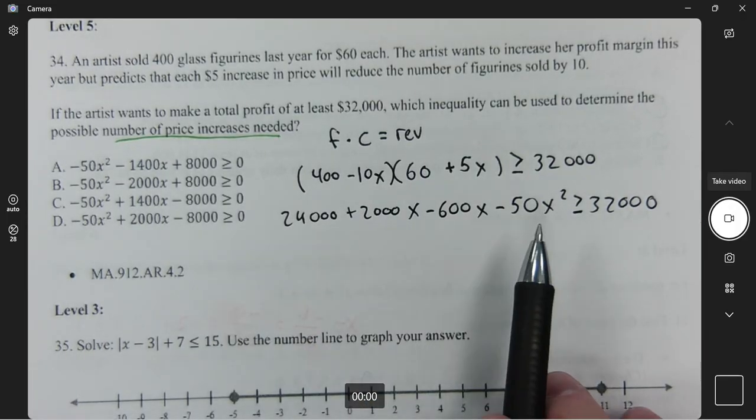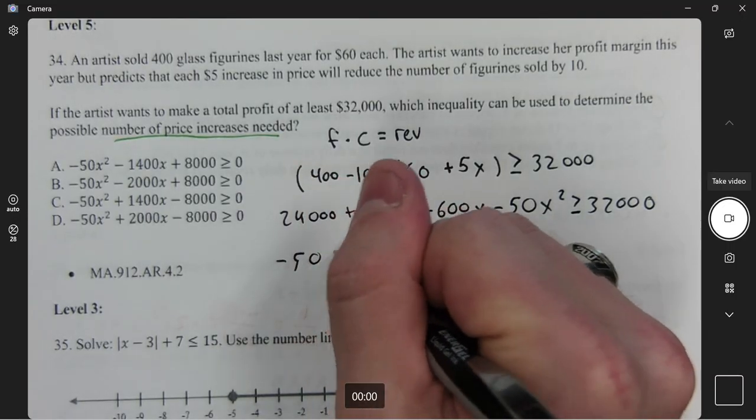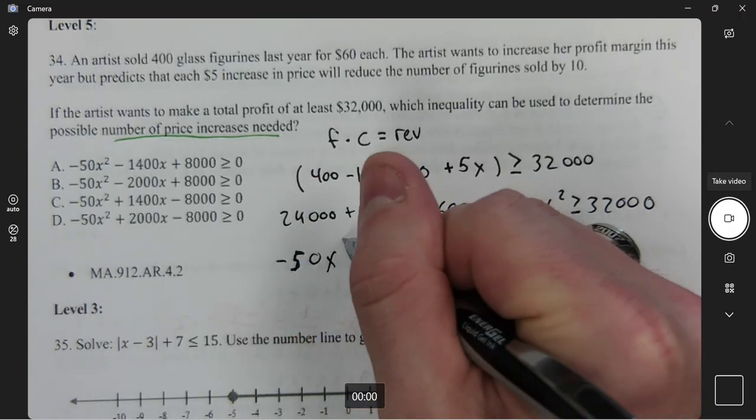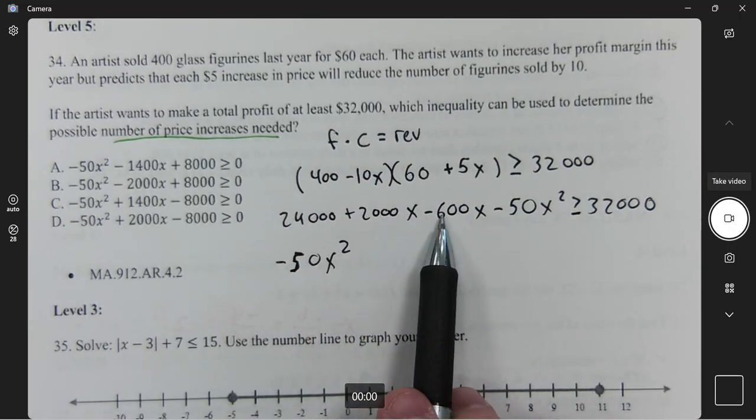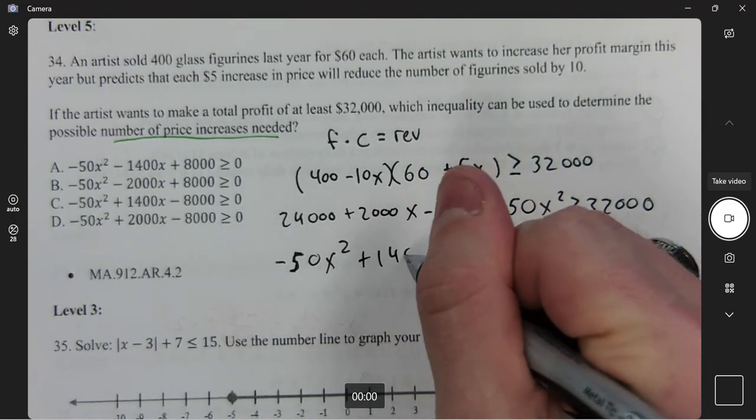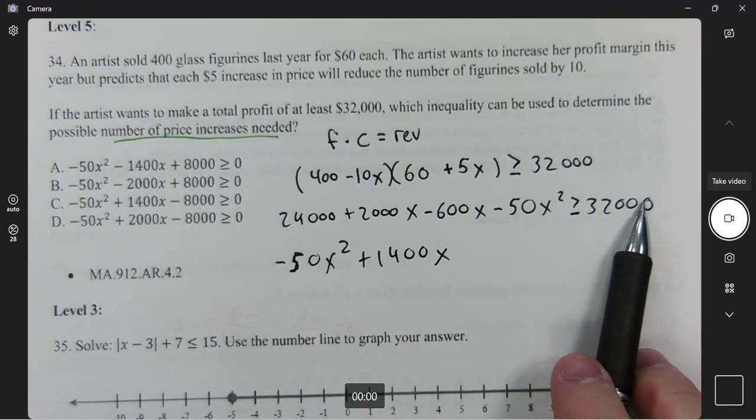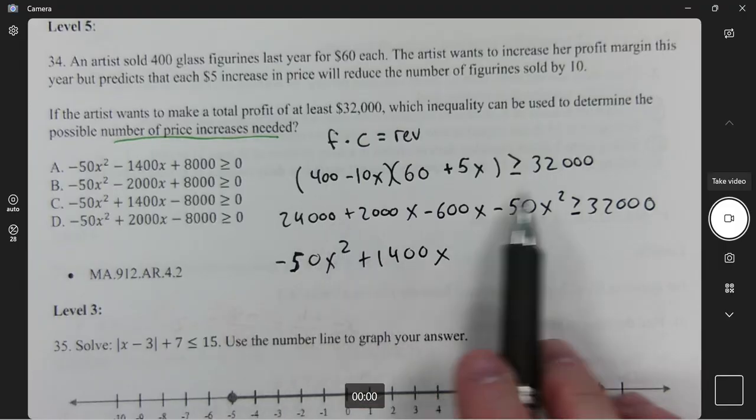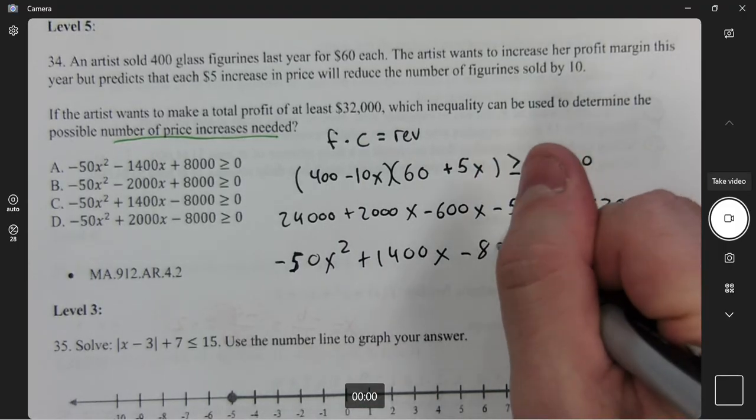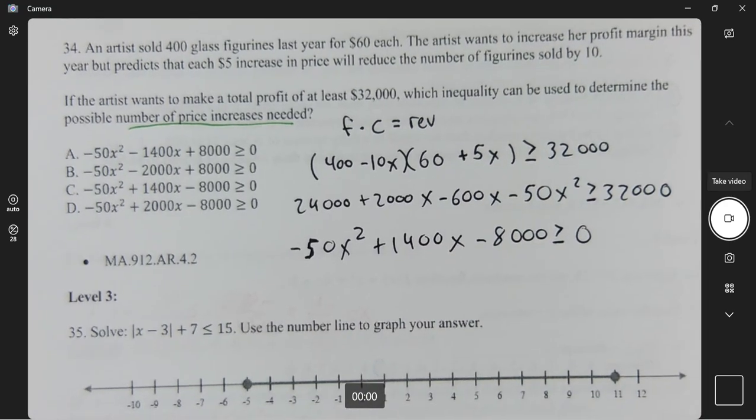Combining your like terms and writing it in standard form, we have a negative 50x squared. These are like terms. 2,000 minus 600 is 1,400. And if you subtract 32,000 from this side, you have 24,000 minus 32,000, you get minus 8,000. And that's how you tackle that question.